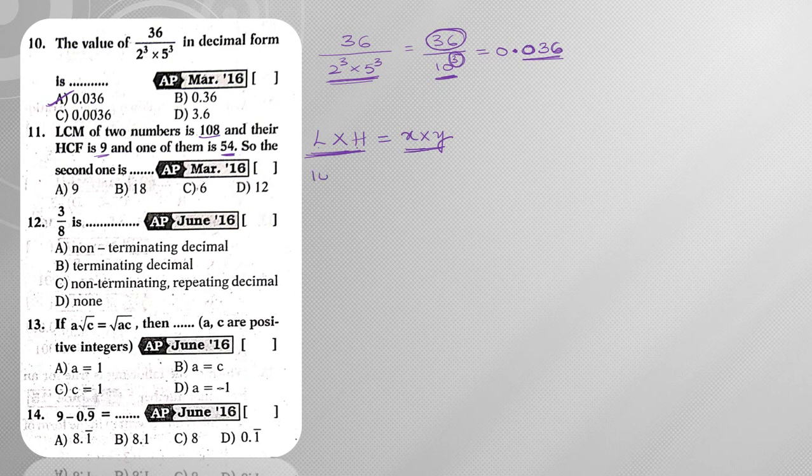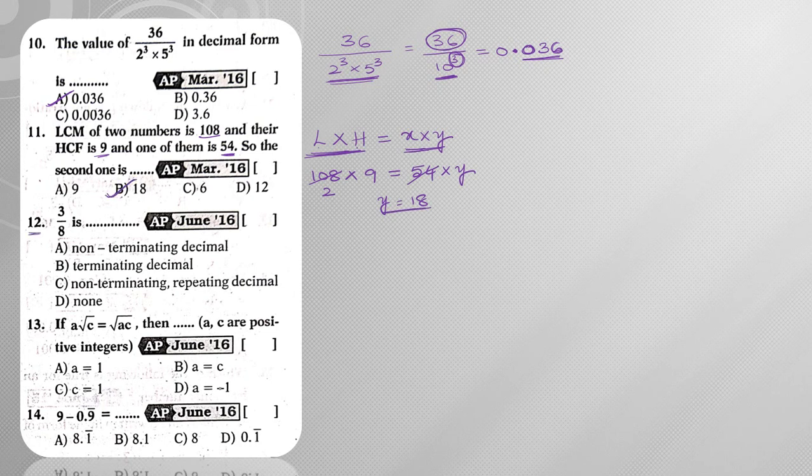So what is the LCM given? LCM is 108 into HCF is 9, is equal to the product of the numbers. One of the numbers is given as 54 and we need to find the second number. Now clearly, if you observe, 54 2s are 108, so it cancels 2 times. So from this, y is equal to 9 2s are 18. So clearly the second number is 18.